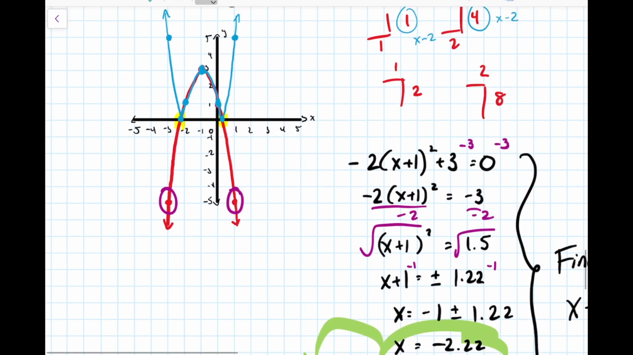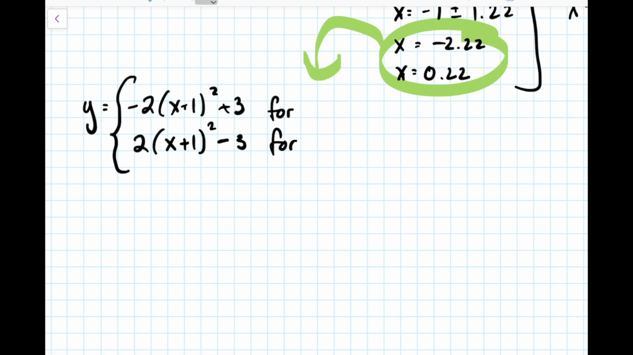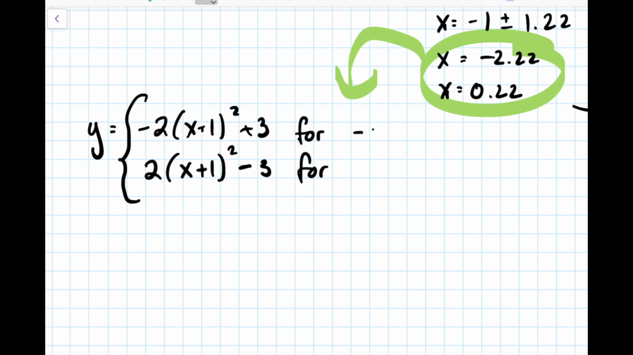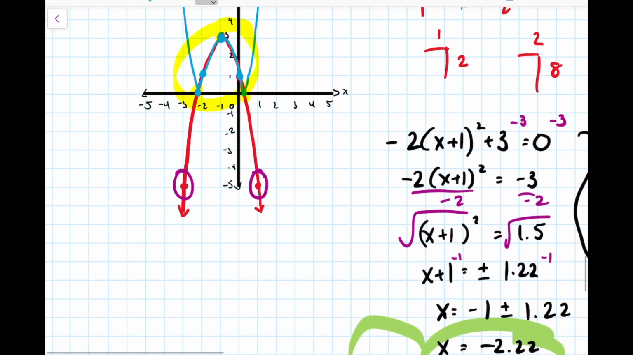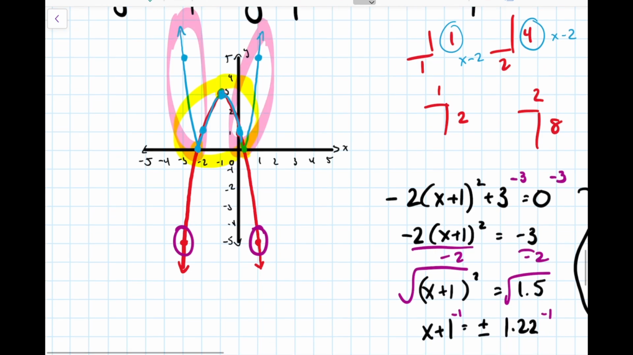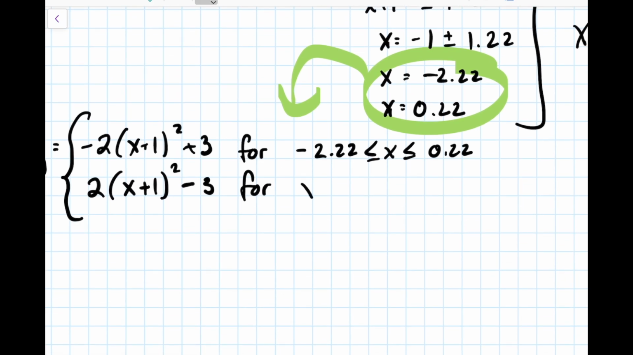So the original unflipped part is the bit in the middle this time. So this part is unflipped. That part stayed the same. So that part of the piecewise function happens when we're in between those two x values. So when we're in between negative 2.22 and positive 0.22. The flipped part happens when you're outside of those values. So that's the part on the right and on the left. So when you're smaller than negative 2.22 or bigger than 0.22. So that's x is less than negative 2.22 or x is greater than 0.22.